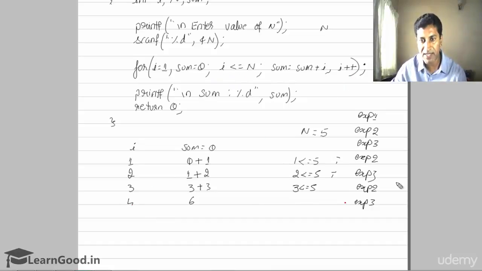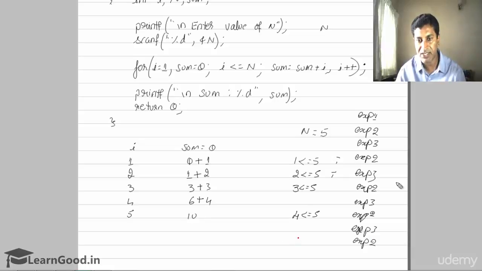And then again it comes back to expression 2, where it checks the condition whether 4 is less than or equal to 5. Once again it is true. If it is true, it goes again to expression 3, where sum equals sum plus i, that is 6 plus 4, it's going to be 10. i plus plus, i is going to be 5. And then again it comes to expression 2, checks the condition, that is 5 is it less than or equal to 5. It is equal.